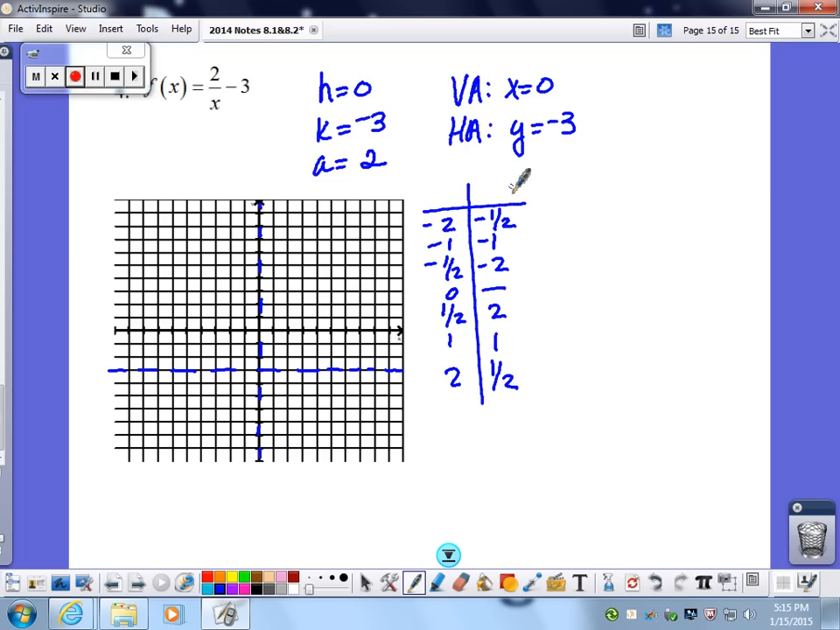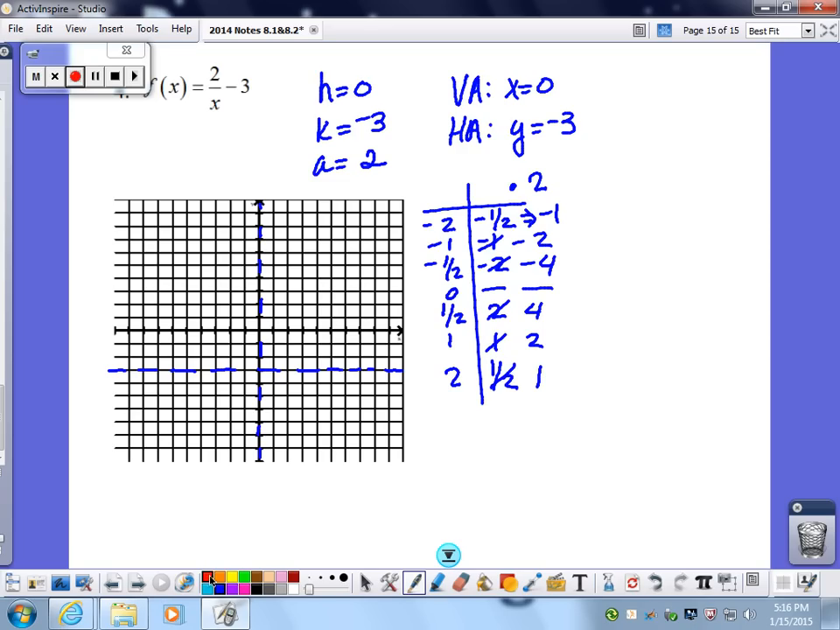This time we have an A other than 1. It's 2, so we're going to multiply by 2. So multiplying by 2 becomes negative 1, negative 2, negative 4, nothing, 4, 2, and 1. So we're graphing from there, counting those parent points.